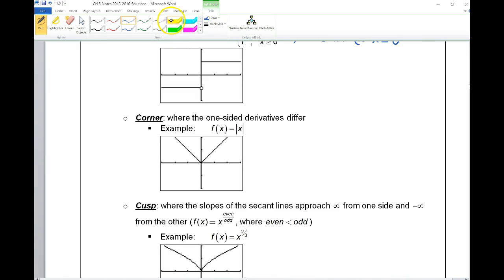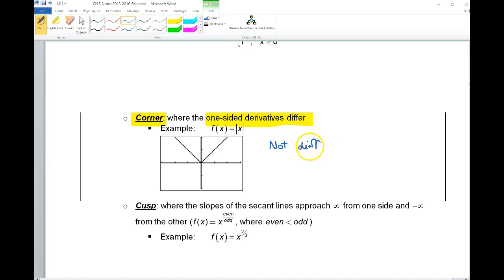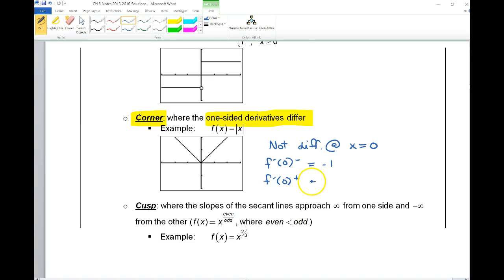Okay, corner. This is where one-sided derivatives differ. So again, this is not differentiable at x equals 0, right? The derivative from the left, we said, was -1. The derivative from the right at 0 is positive 1. Which we looked at previously, right? So whenever we get a differing derivative from the left and right, that is a corner.